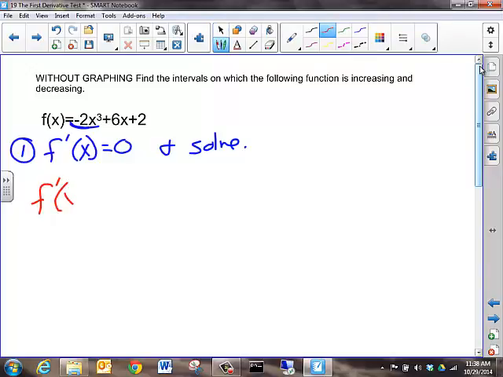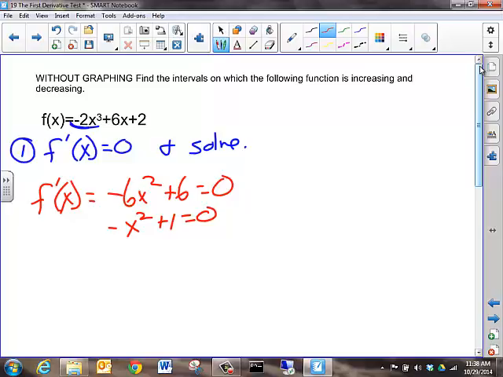Mr. Bowman, what's the derivative of this creature here? Negative 6x squared plus 6. So we're going to take that derivative, set it equal to 0. All right, Terry, what do you think we should do to solve that now? Divide by 6, and we get negative x squared plus 1 equals 0.